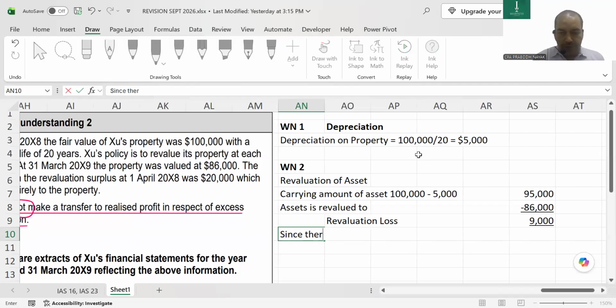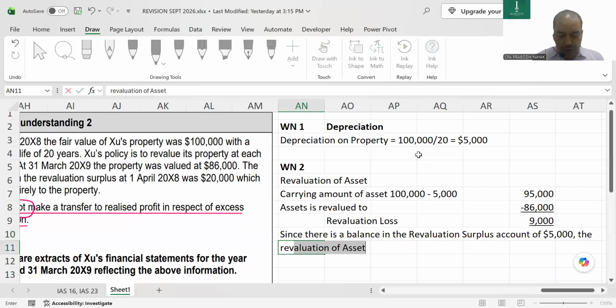So since there is a balance in the revaluation surplus account of $20,000, the revaluation loss is adjusted first against the revaluation surplus.